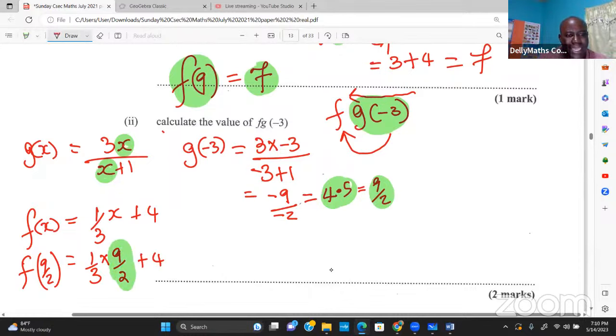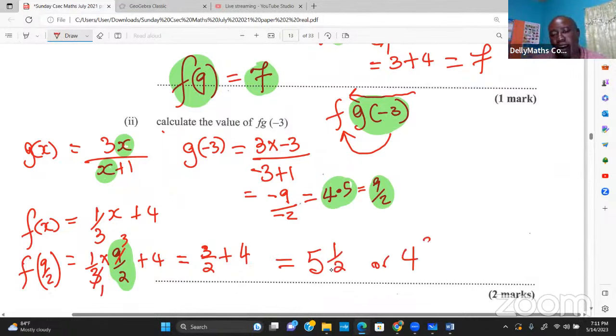Now, I could cancel: 3 into 2 is 1, 3 into 9 is 3. So let me continue working here. This comes up to be 3 over 2 plus 4, right? Remember, 3 over 2 is 1.5, so this is actually 5.5, or somebody could say 4 and 3 over 2, which is the same thing as saying 11 over 2.